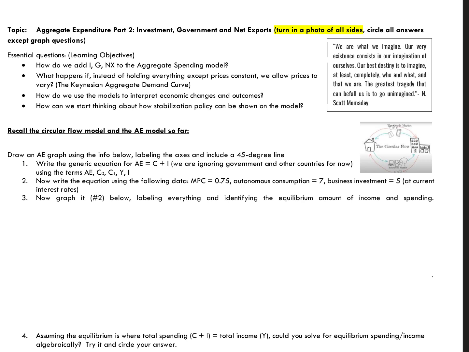All right, welcome. We're going to solve this worksheet. So you've got your aggregate expenditure model, which at this point is just the first two. We know there are 4 types of spending: consumer spending, business spending, government spending, and net export spending. Right now we're just focusing on consumption.